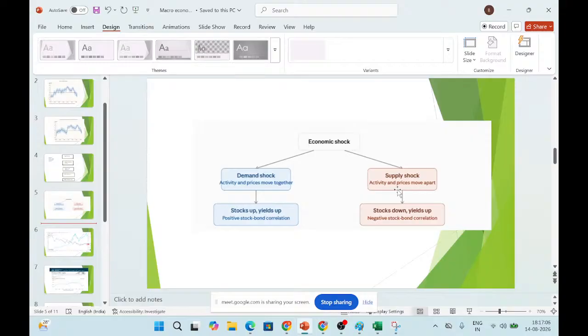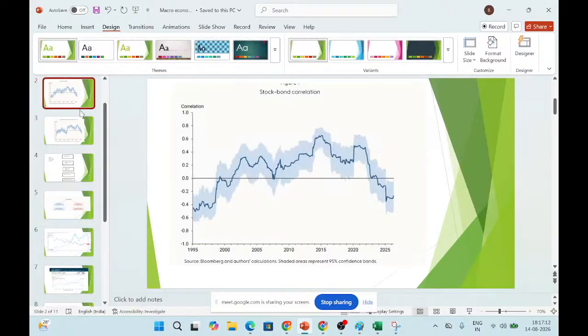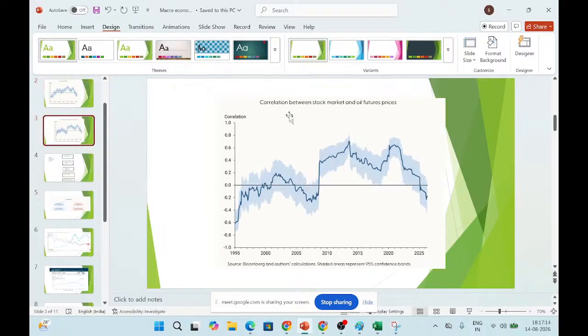We are sitting around there on average in the last couple of months. Supply is a problem. Not only that, take a look at this. This is also confirmed by this one: the correlation between stock market and oil prices. Even between stock market and oil prices, the correlation is going negative. That means it is confirming that oil supply is a concern now.